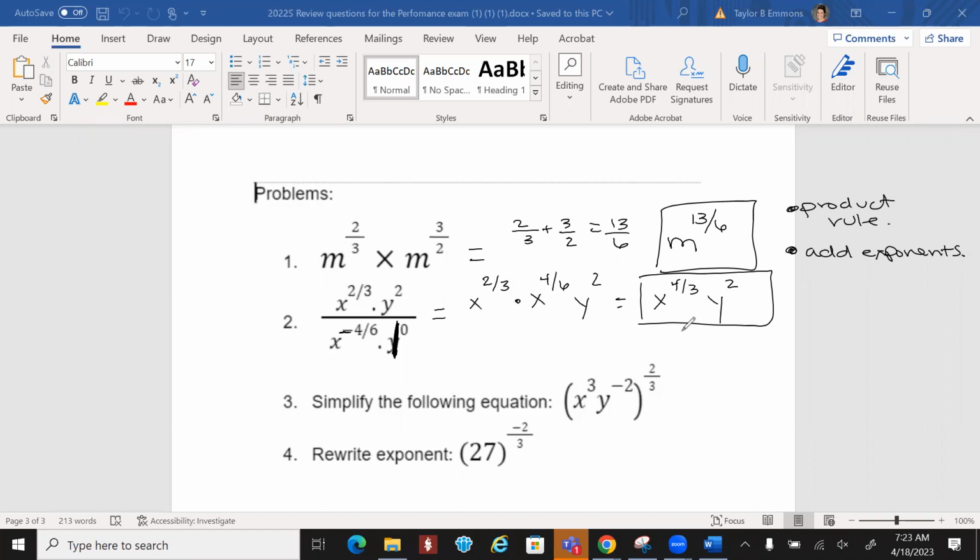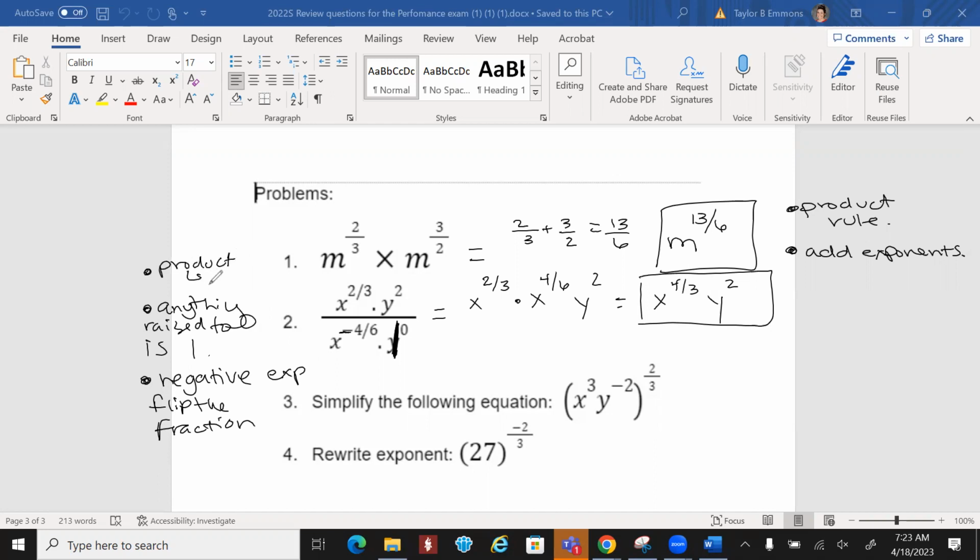For communication, you need to tell me that anything raised to the 0 power is 1. You need to tell me that negative exponents flip the fraction. You can tell me the product rule. You're going to add exponents. And you can also talk about subtracting it.